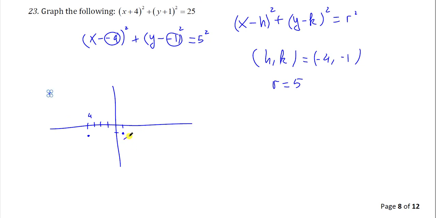So this is minus 1, so we go 5 units to the right. And then 1, 2, 3, 4, 5 units to the left. We plot another point, 5 units up: 1, 2, 3, 4, 5. Right here, 1, 2, 3, 4, 5. And now just connect the points to form the circle. And the radius should be 5.